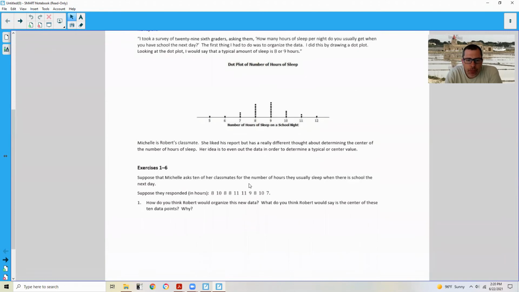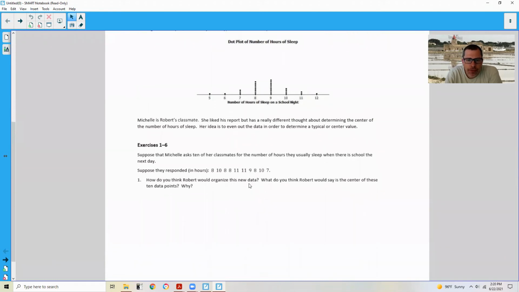Exercise 1. Suppose that Michelle asks 10 of her classmates for the number of hours they usually sleep when there is school the next day. Suppose they responded in hours, 8, 10, 8, 8, 11, 11, 9, 8, 10, and 7. How do you think Robert would organize this new data? What do you think Robert would say is the center of these 10 data points and why?